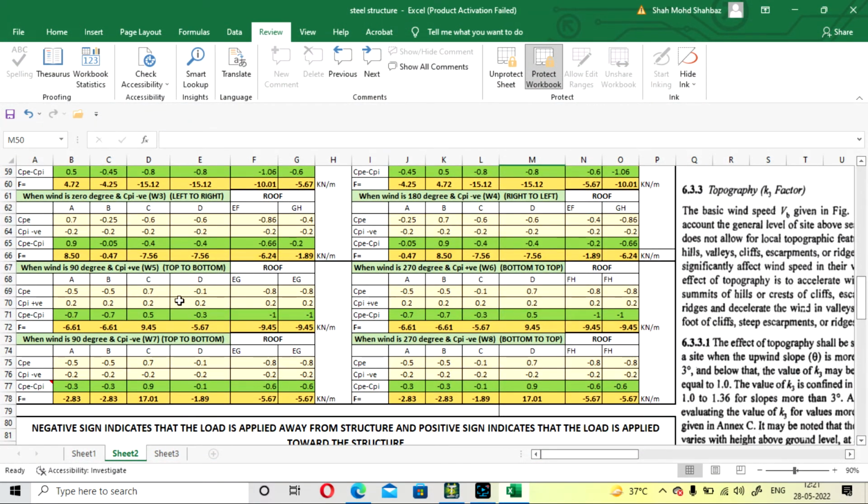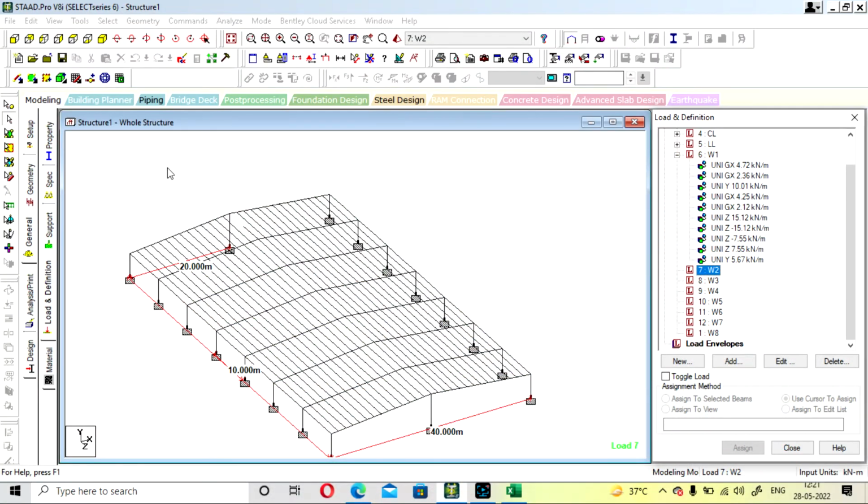Similarly, when wind is acting from 90 degree, so this will be a 90 degree. So what will happen? This will be A, B, C. So C will be the only positive, and all will be negative.